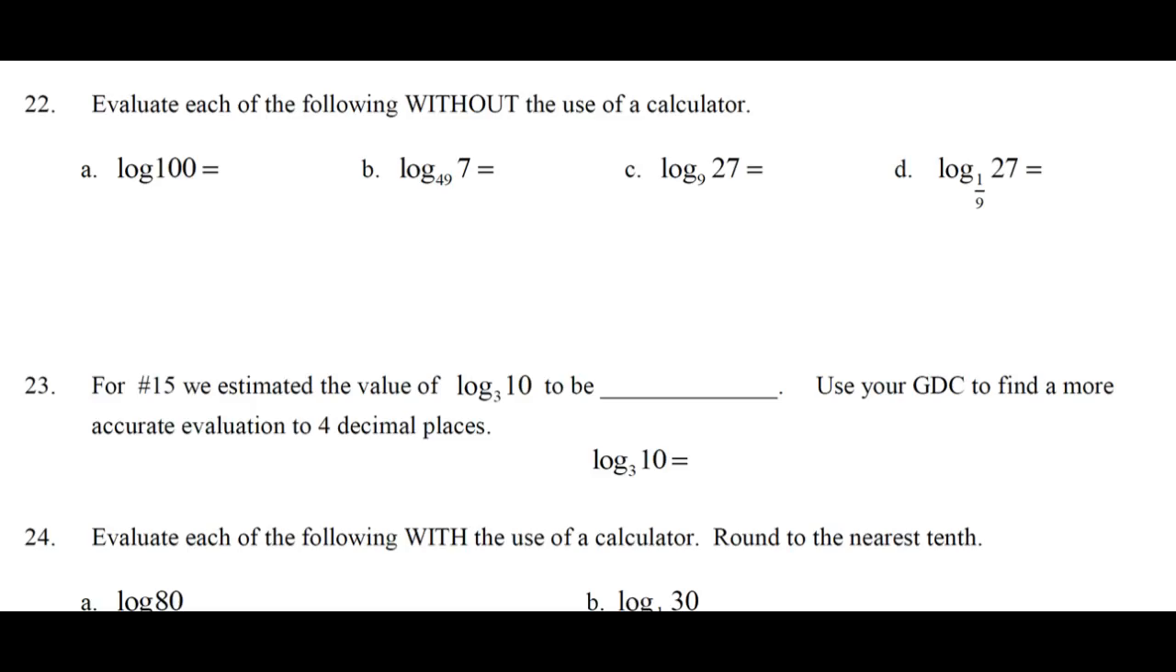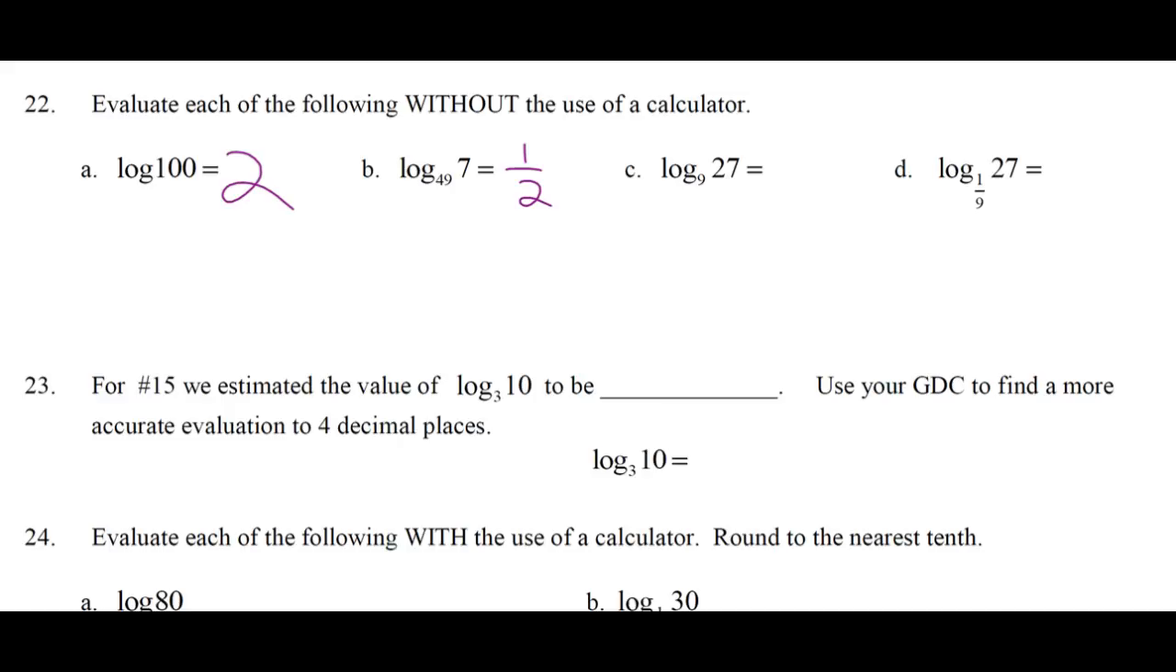Keep going. Evaluate each of the following without the use of a calculator. Okay, what's the base? 10. So 10 to the what gives me 100? 2. 49 to the what gives me 7? Oh, negative? Do you see a fraction there? It can't be negative. 1/2, right? Square root of 49. Right? 49 to the what gives you 7? The square root of 49, which is 49 to the 1/2.